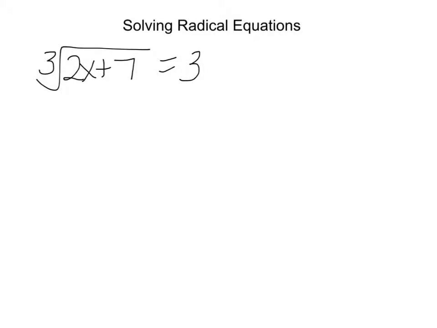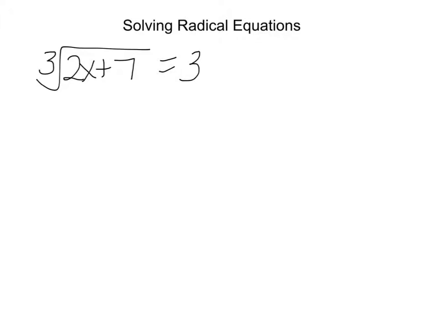The last section of Unit 3 is solving radical equations. And here is an example of one from the notes on page 16 in the Unit 3 packet. We're going to take the cube root of 2x plus 7 equals 3, and we want to solve for x.